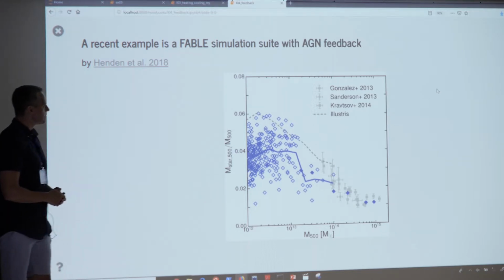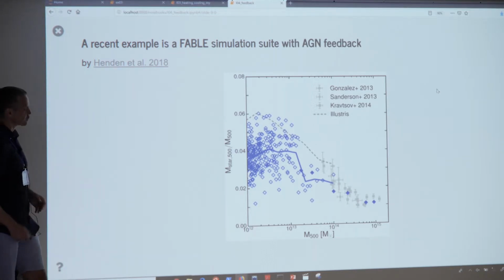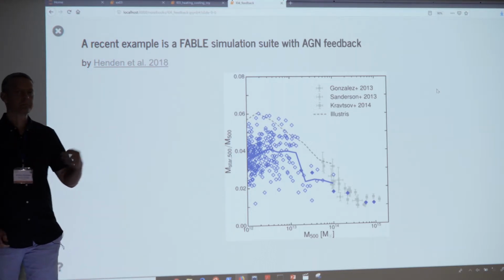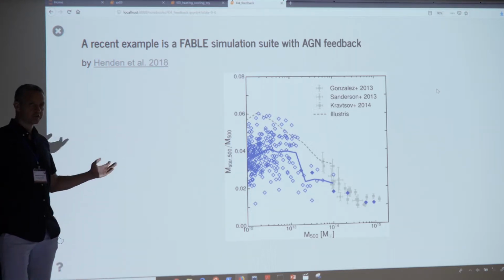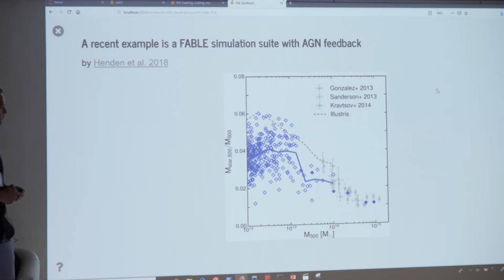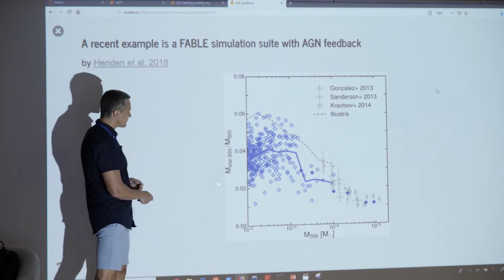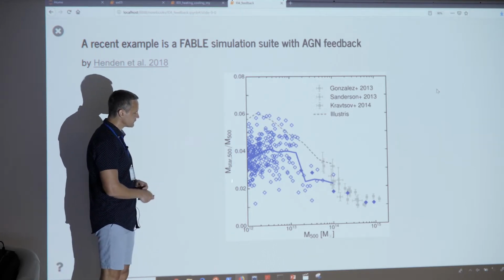Here's an example. The simulation I showed you was like a toy model in the controlled atmosphere of a cluster scale. But here's the result of a suite of cosmological simulations, where something like what you saw in the previous simulation was included in the full context of collapse, in the full context of a cosmological model. And essentially what you see here is the same relation between stellar mass of the central galaxy as a function of halo mass, with some differences.